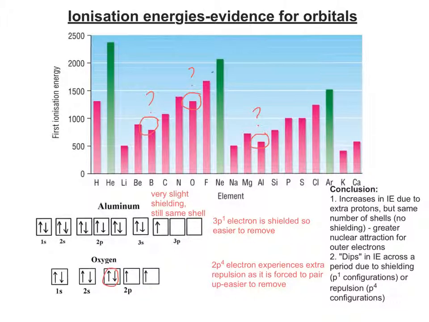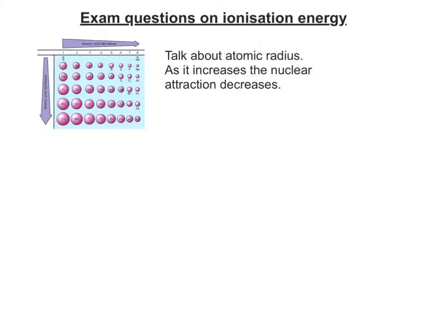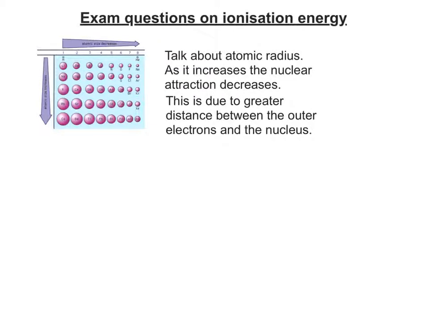So the next thing to do is to talk about what sort of things cause these changes, what are the trends, and what we need to talk about when we're doing exam questions. So when you're looking at exam questions that ask you to compare ionization energies of two elements, you can talk about atomic radius, because as it increases, the nuclear attraction decreases. So this is due to greater distance between the outer electrons and the nucleus.